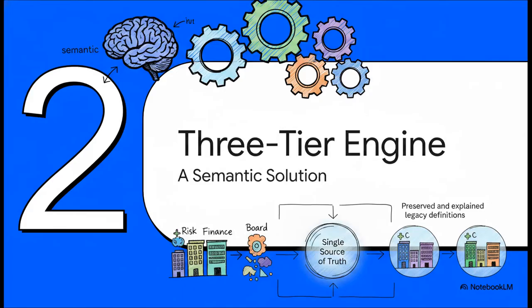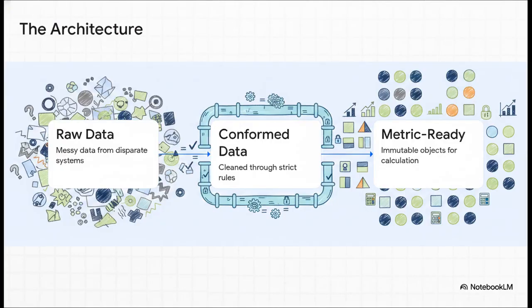It's a mess. Section 2. The 3-tier engine, a semantic solution. To solve this absolute chaos, Sumit's project introduces a profoundly elegant engineering solution, a semantic engine. And really notice that word, semantic. It doesn't just calculate some canonical number, it actually translates meaning across the entire organization. It establishes a strictly governed framework where the data is meticulously cleaned, a single source of truth is established, and yet, and this is key, the legacy definitions of the risk, finance, and board teams are perfectly preserved and explained.